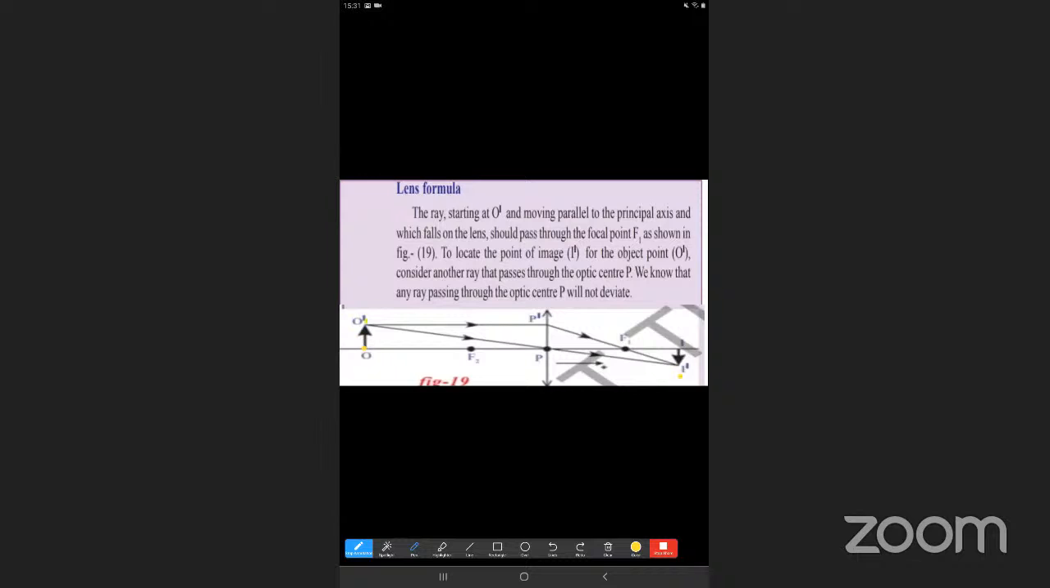So we can say that I and I dash is the image of O and O dash. To locate the image point I dash for the object point O dash, consider another ray passing through the optic center P. That is the second ray diagram, which we already drew. We know that any ray passing through the optic center P will not deviate. So here we find the image position on the other side of the lens.